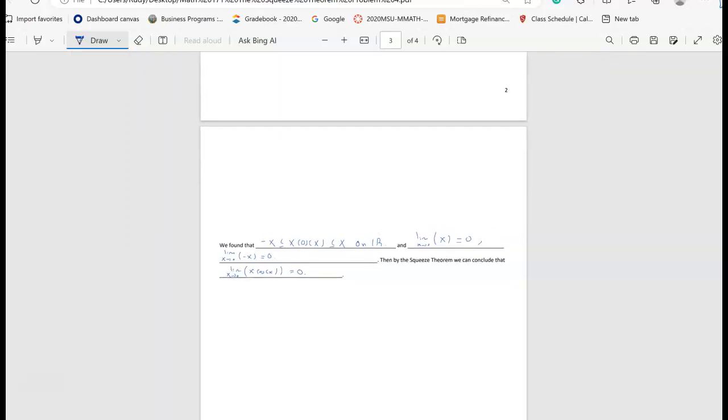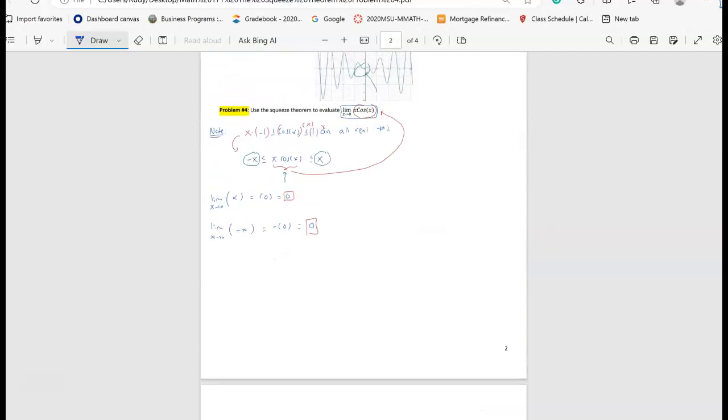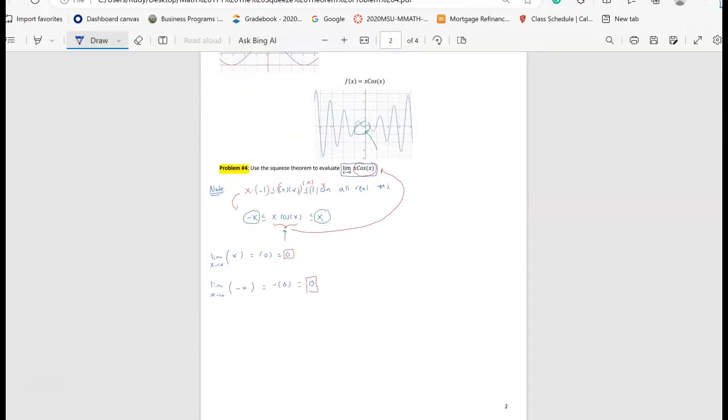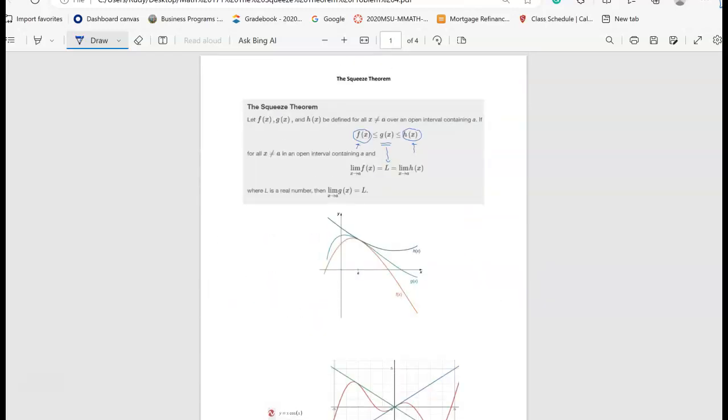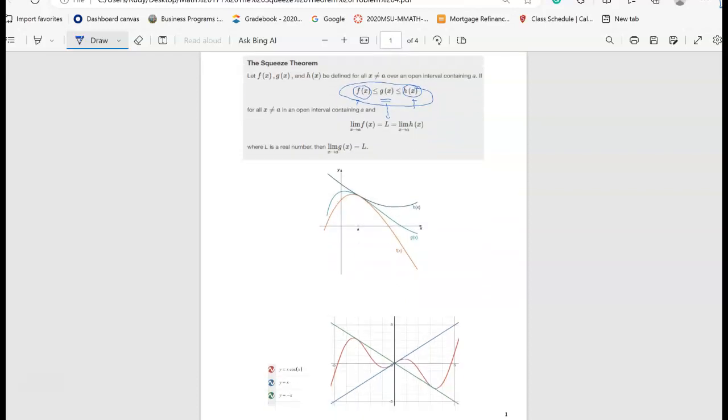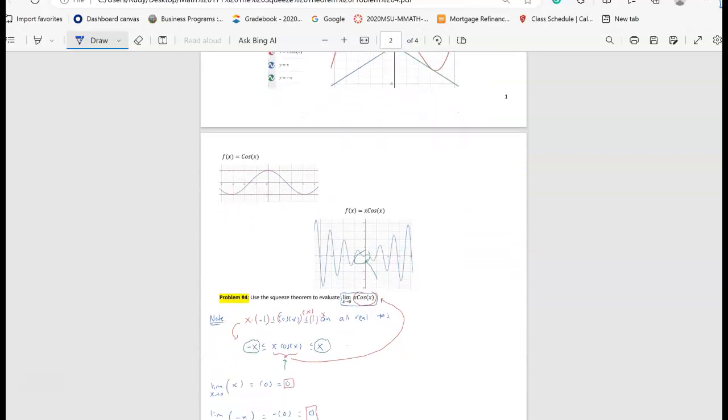And part of the theorem basically states that as long as both functions are going to a value, the one in the middle has to go to the value, provided that you're able to bound it. So as long as you're able to express the actual function by being bounded by two functions, then the one in the middle has to go to the same limit. That's actually it for this one.